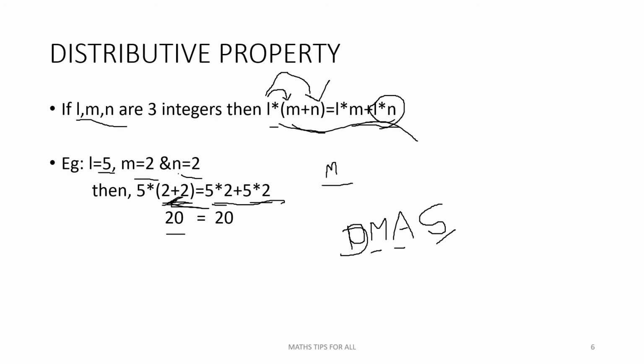So here we always need to give the first preference to division. Here we don't have any division. So multiplication is the second preference. Do we have any multiplication? Yes, we have it. So we have to give preference to this. 5 2s are 10 plus 5 2s are 10. 10 plus 10 is 20. This is how we have to do it.